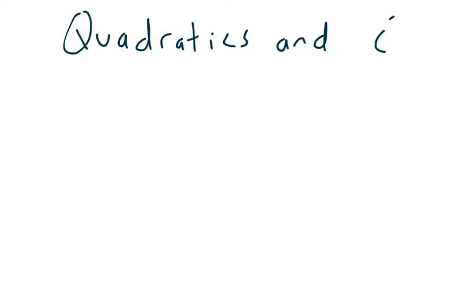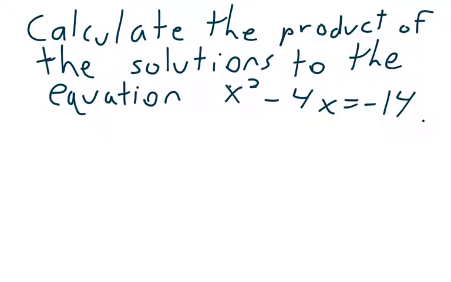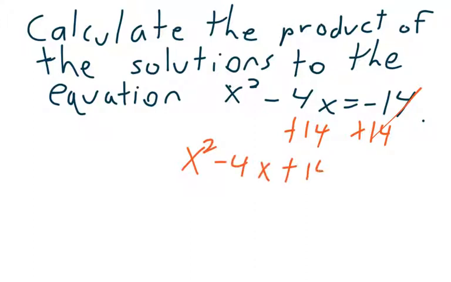All right, we're talking about quadratics and i, so imaginary numbers. We're going to calculate the product of the solutions to the equation x squared minus 4x equals negative 14. First we solve for 0, so I add 14 to both sides. I get x squared minus 4x plus 14 equals 0.